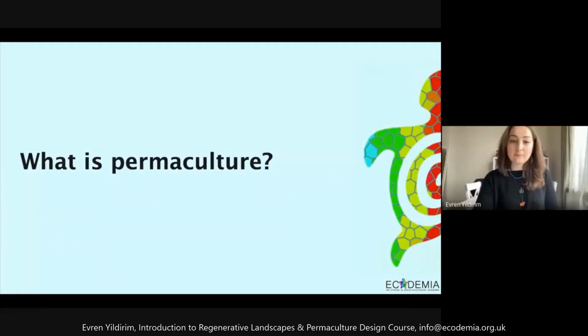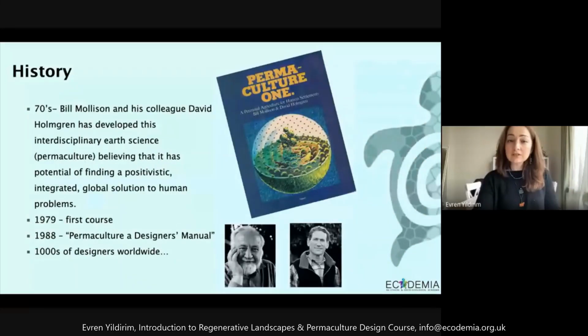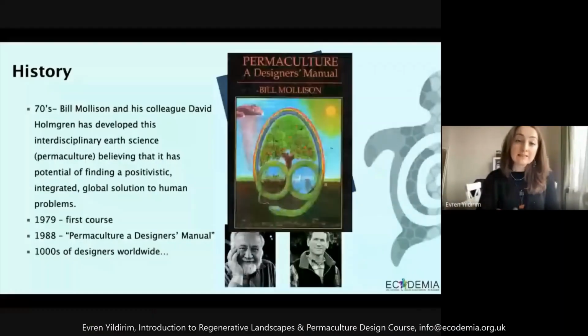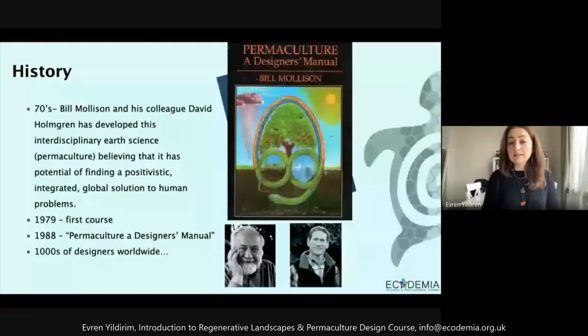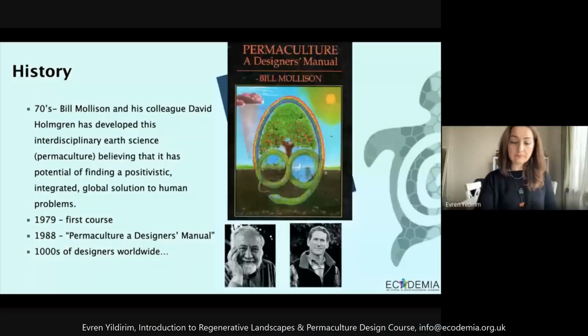So what is permaculture? Its concept was developed in the 70s by Bill Mollison and his colleague David Holmgren. It's an interdisciplinary earth science. It aims to find holistic and positivistic solutions to global human problems. The first course was taught in 1979, and since then, thousands of designers have taken this course and are working all around the world.